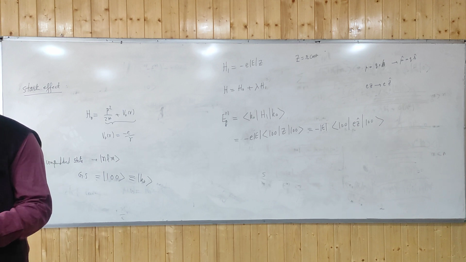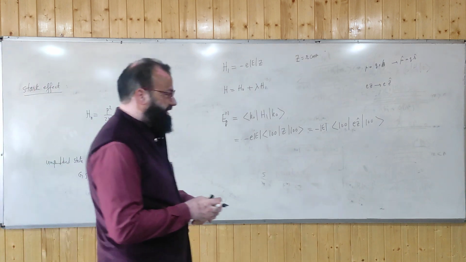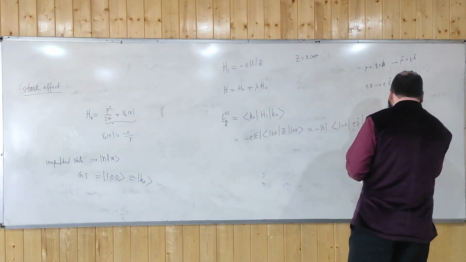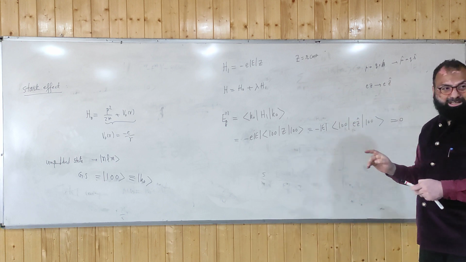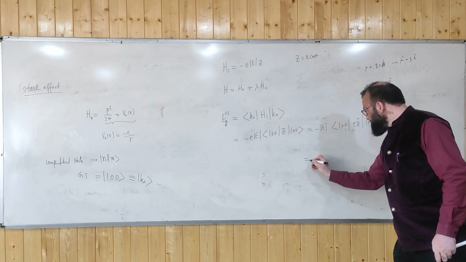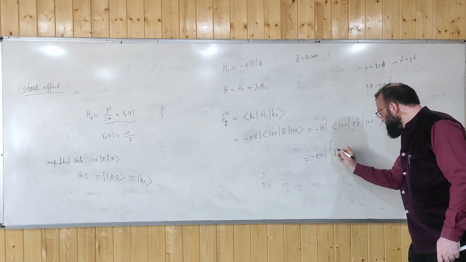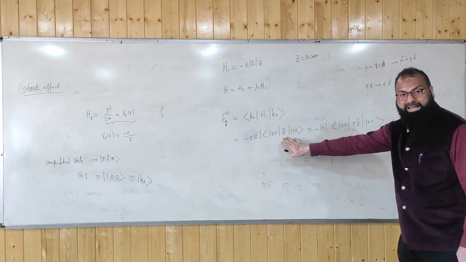Because it does not possess a permanent dipole moment, it is 0. Okay? So this is one way to understand it. Another way, from the mathematical point of view, since you can write this very object, minus e magnitude of E, like this thing, d³r. So this is simply the expectation value of z.